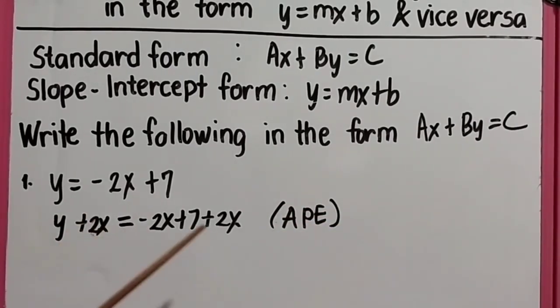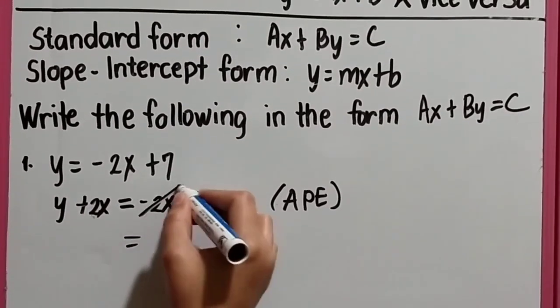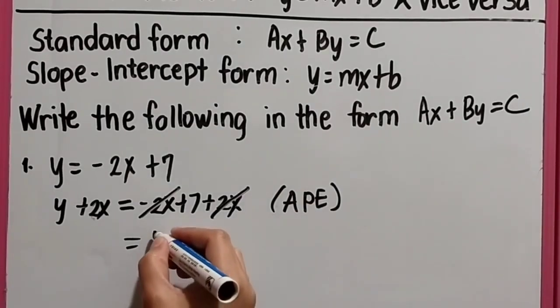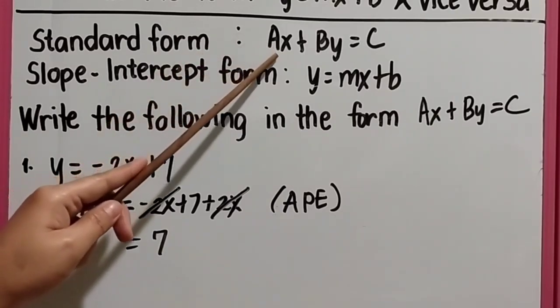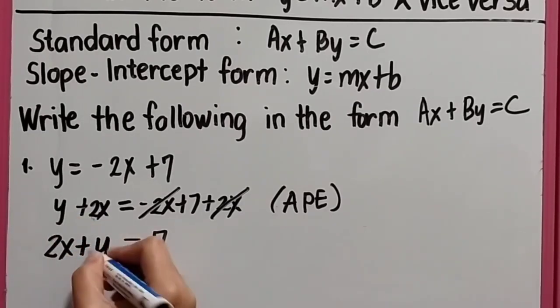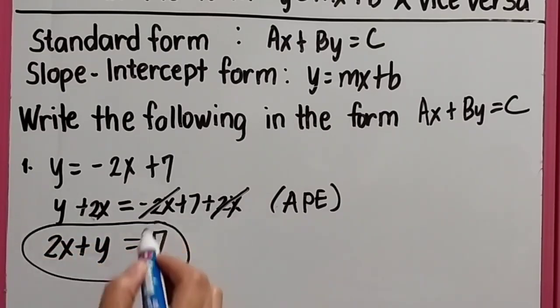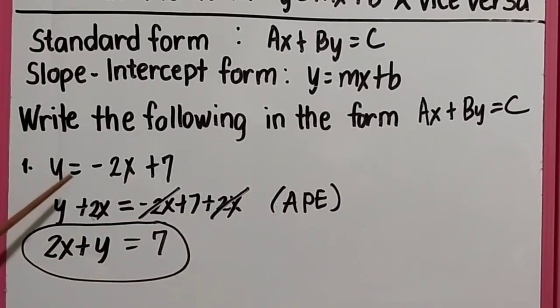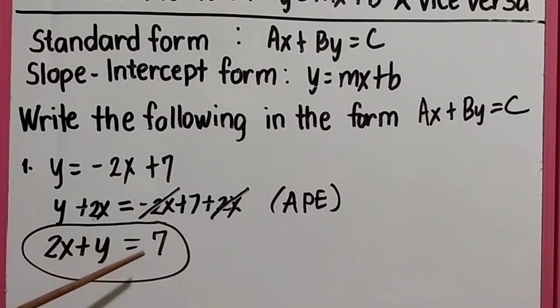We added positive 2x to both sides of the equation. Okay? Now, in effect, negative 2x and 2x, 0 na. Kaya sa kanan, 7 na lang ang matitira. Sa kaliwa, we have y plus 2x. Okay? We may now interchange this. Kasi dapat yung x term ang nauuna. So, we have 2x and y will remain positive plus y. Y plus 2x is the same with 2x plus y. Okay? Now, we have rewrite it into the standard form. Y equals negative 2x plus 7 in standard form is 2x plus y equals 7.